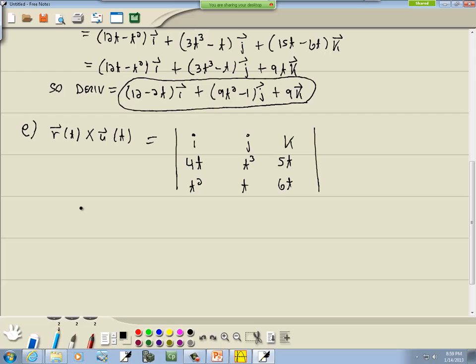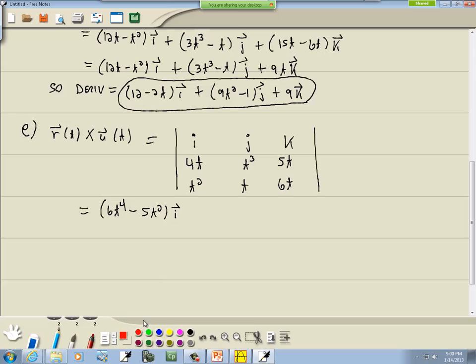If you remember the cross product, I start with the i, and I cross out the row and column it's in, and then I have this determinant. So I'll take t to the third times 6t, that gives us 6t to the fourth, minus t times 5t, which is 5t squared, and then i. So again, I cross out that row and that column where the i is, and then I took the determinant of what's left here.